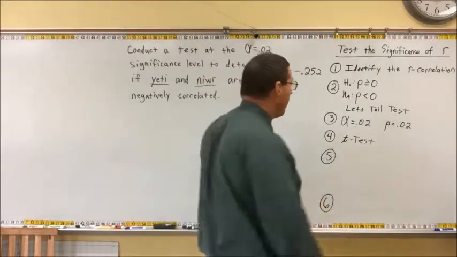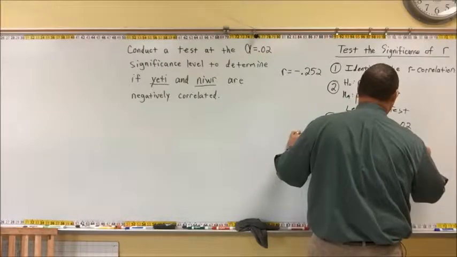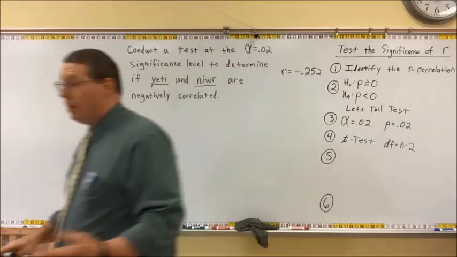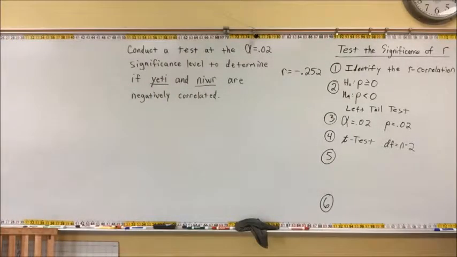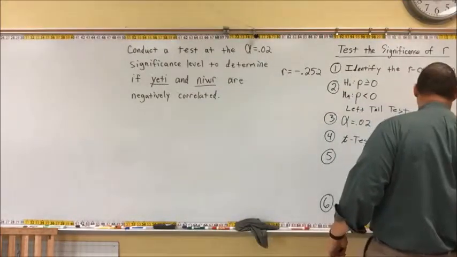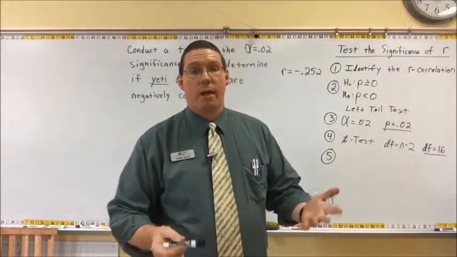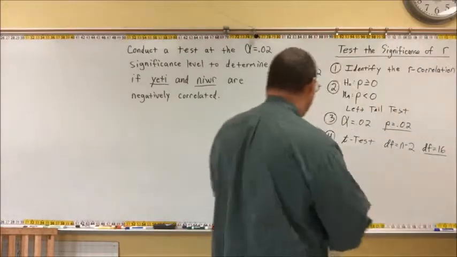And we need degrees of freedom. Let me remind you that in this case, degrees of freedom is equal to n minus 2. Well, I forgot to count how many observations there were. So let me go to the computer, and it looks to me like there are 1, 2, 3, 4, 5, 6, 7, 8, 9, 10, 11, 12, 13, 14, 15, 16, 17, 18. It looks like 18 observations. And because there are 18 observations, 18 minus 2 is 16. So our degrees of freedom are 16. Our p is 0.02. So now we can go to our t table and find our critical t value.